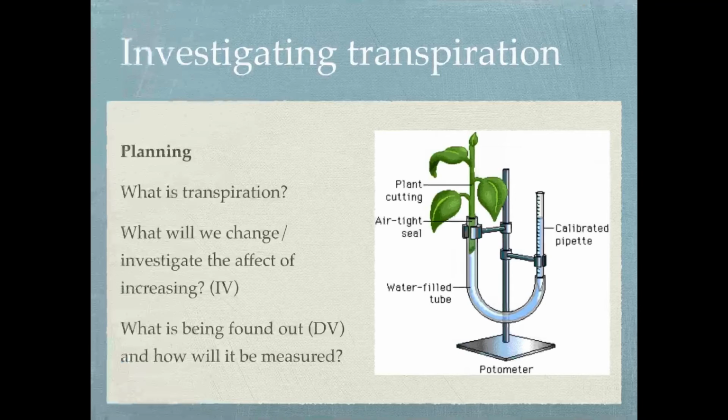So first of all, what's your underlying biology? In this type of experiment, what is transpiration? We need to know that it's the loss of water through the leaves of the plant. If we know that, we can plan to investigate the rate of transpiration, which is the speed at which it happens. We have to find one variable that we're going to change, which will affect the rate of transpiration.